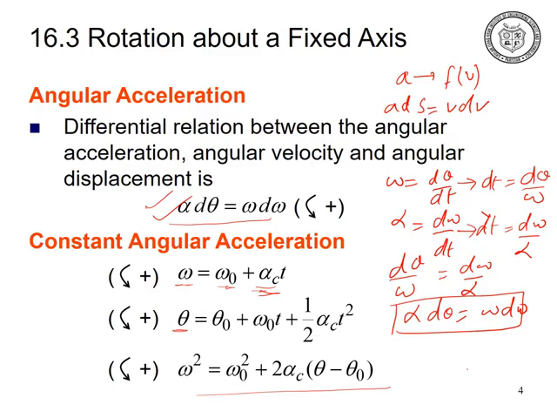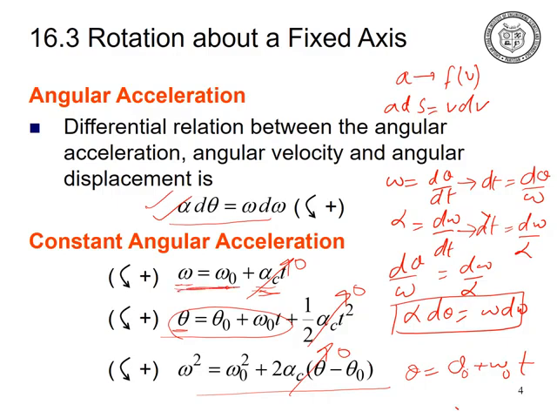For uniform rotational motion, when your angular acceleration is 0, the alpha terms will be 0. So the only equation that you get is theta equal to theta naught plus omega naught t, which shows the relation between the initial displacement and the final displacement. When the angular acceleration is 0, your initial and final velocity will be the same, but your initial displacement and final displacement will be related using the relation theta equal to theta naught plus omega naught time t.